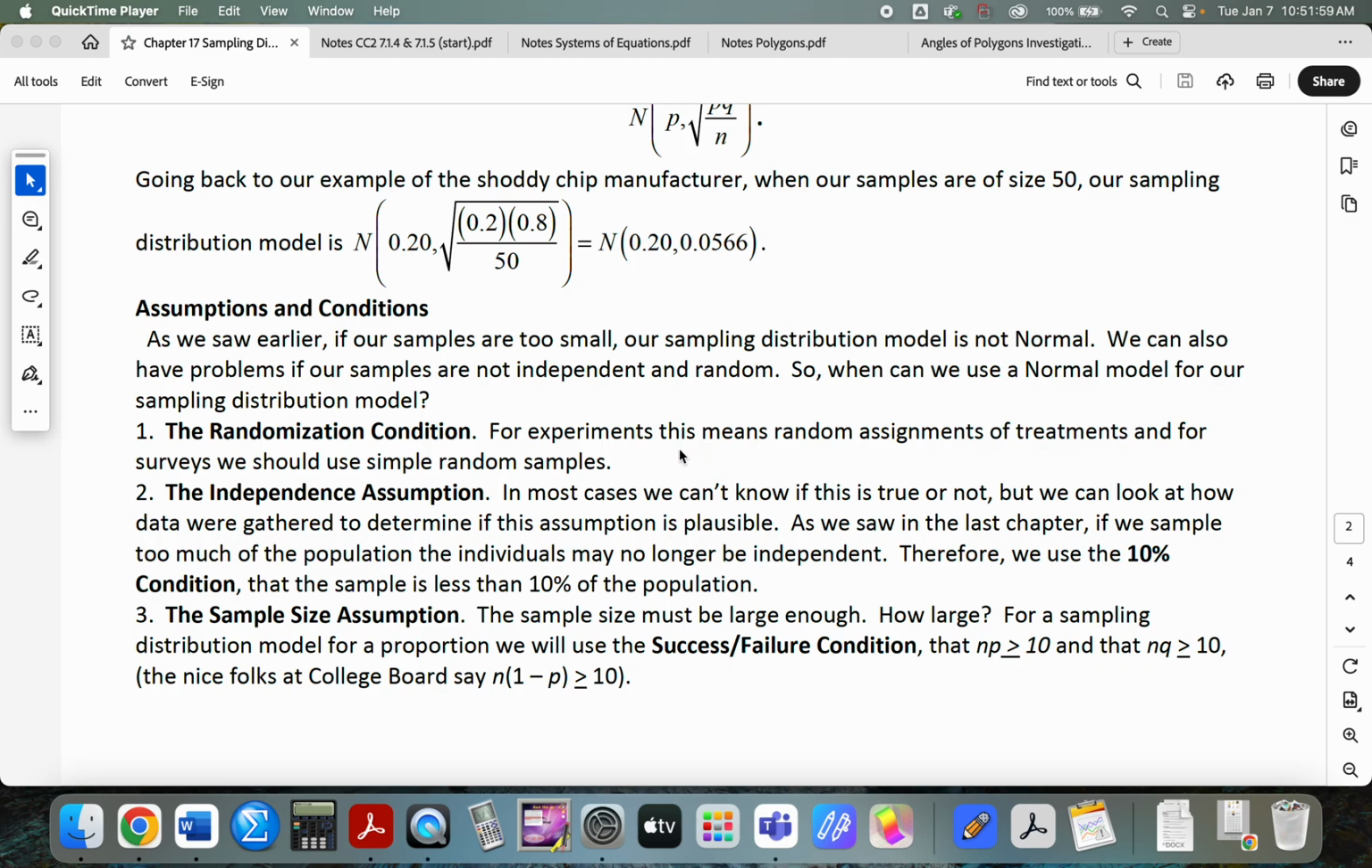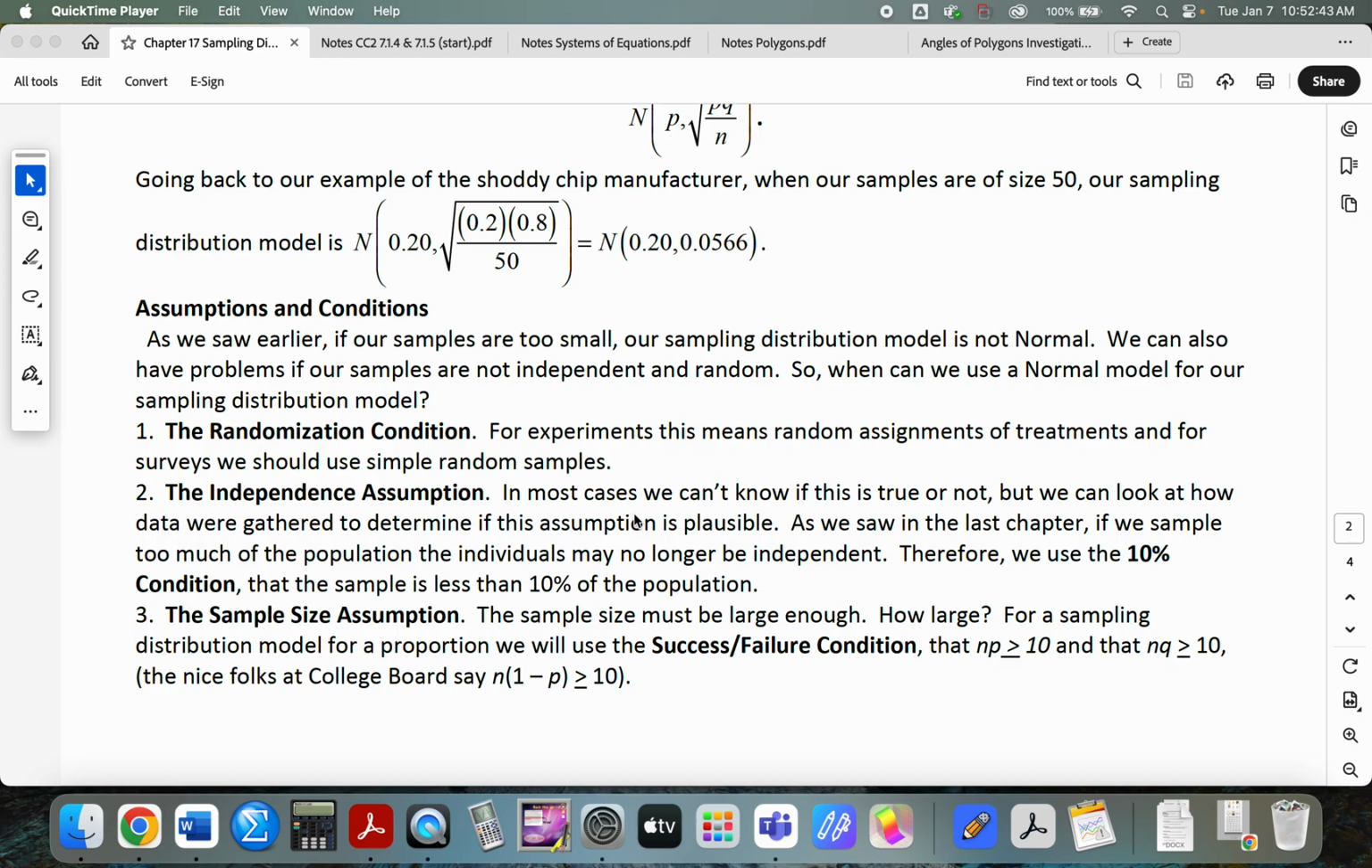We have 3 different things we have to look at. First of all, the randomization condition. If you're doing an experiment, remember, an experiment requires randomization of assignment of treatments. Most of the time, we're not doing experiments. Most of the time, we're taking a survey. People tend to think about surveys as where they ask you stuff, but from our perspective, we're the surveyors, so we're gathering information. You have to use random samples.